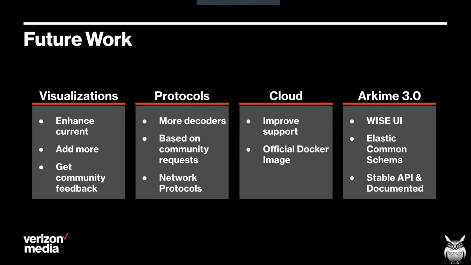The other big feature we're working on is WISE. WISE is our intelligence gathering system, and we've added a UI. We're making it so that you can do all the configuration through the UI, so it's a little bit easier to deal with. Then we're always working on new visualizations and protocols. And cloud is a big focus for us this year. And we hope to finally have an official Docker image. There's tons of folks that have made their own Arkime Docker images, but we've never done an official one.